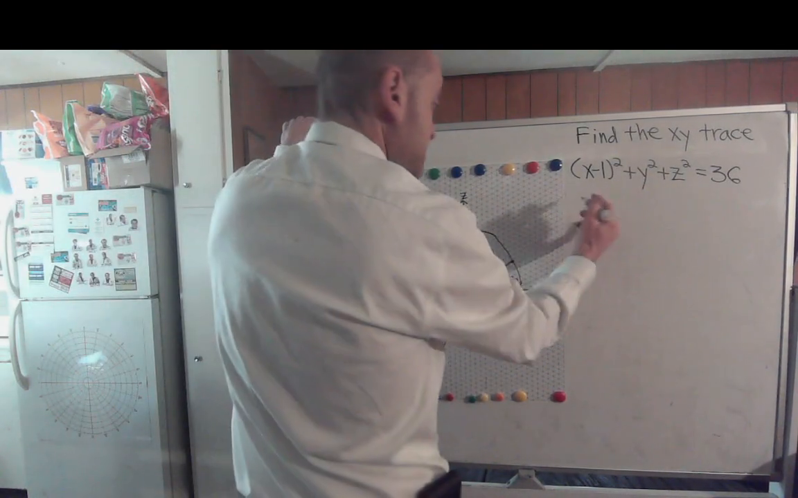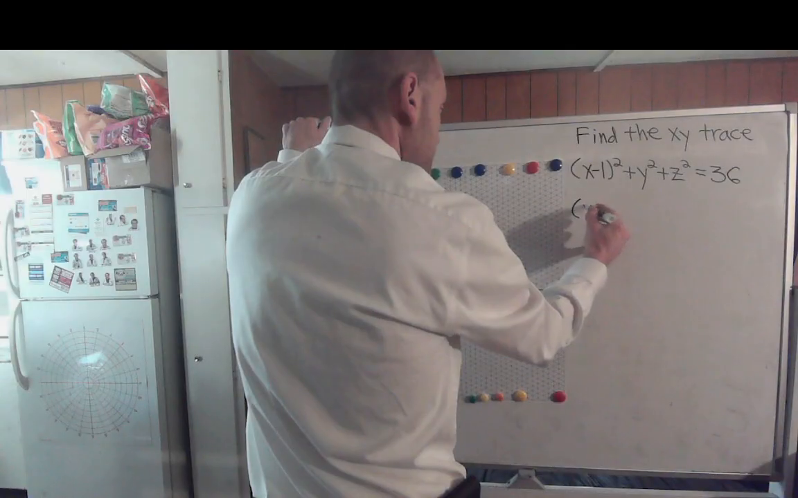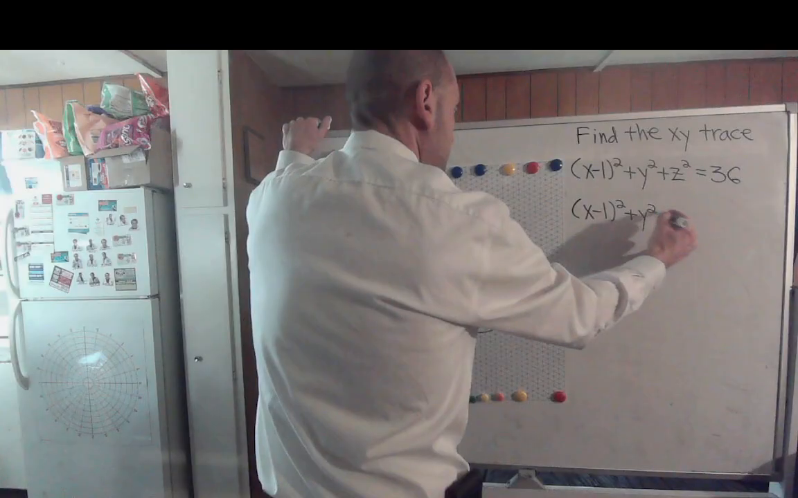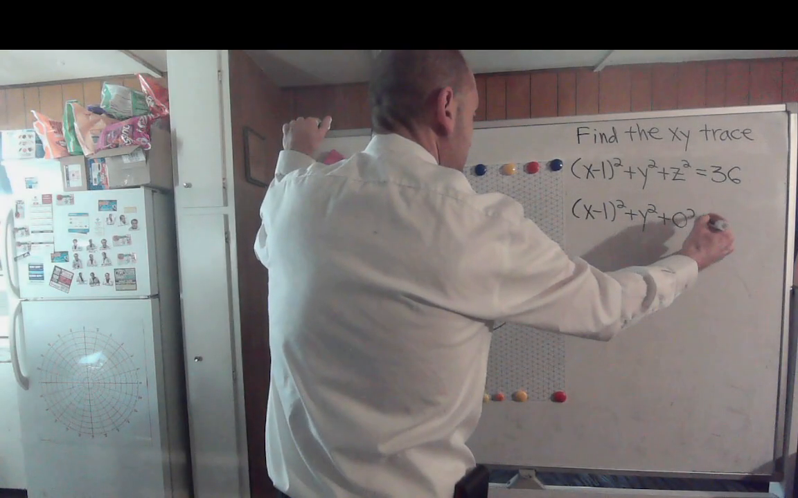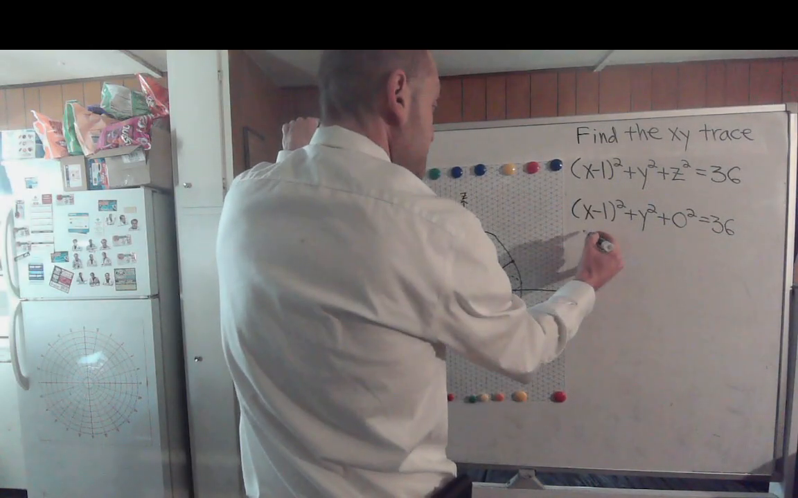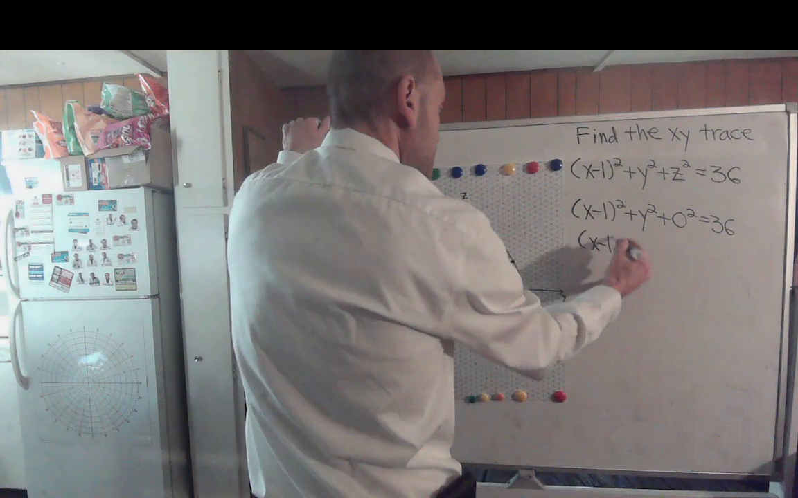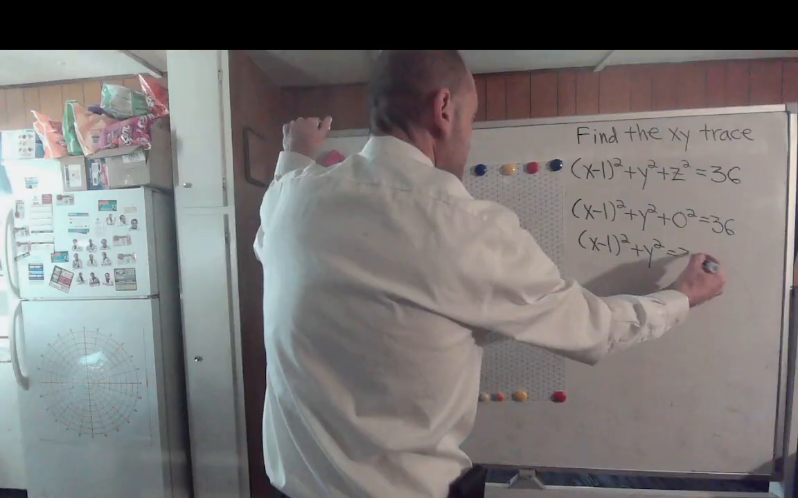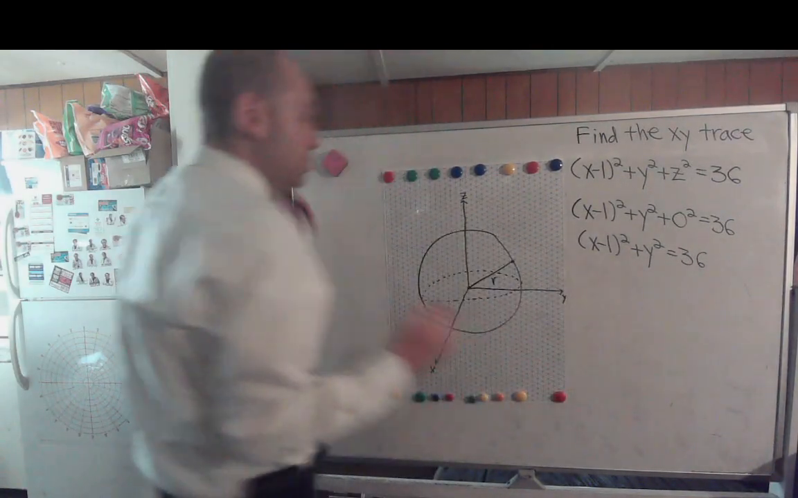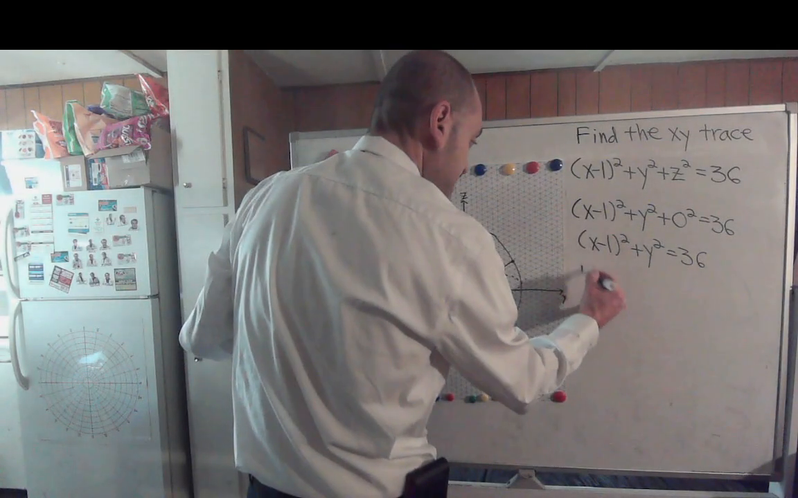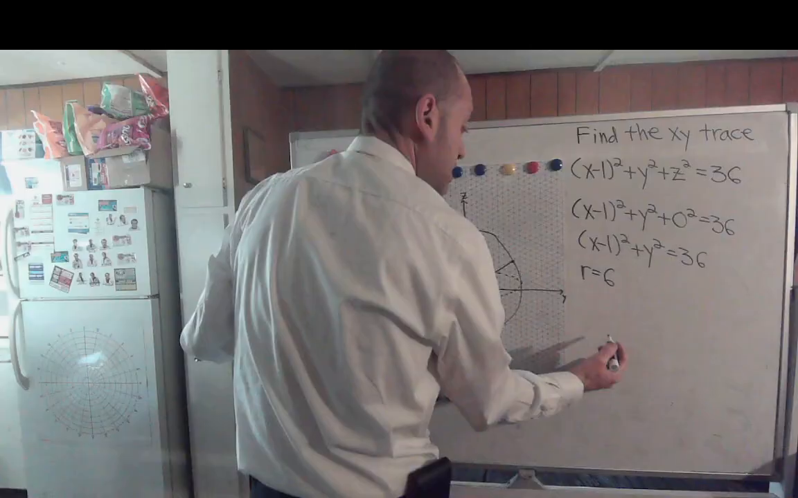So we'll set z equal to 0. This would just turn into (x − 1)² + y² + 0² = 36, or simply (x − 1)² + y² = 36. So what you have is a circle in the xy plane. You have a radius of 6 on this circle.